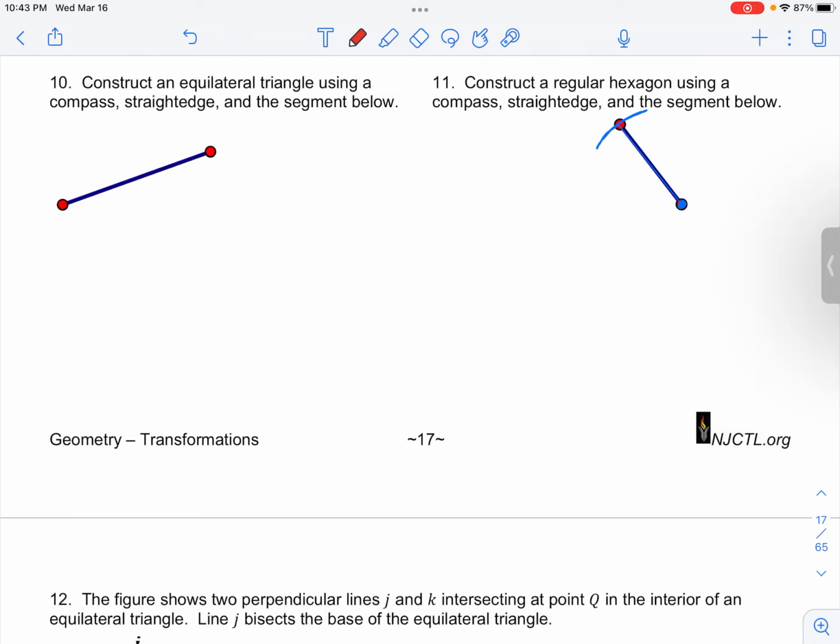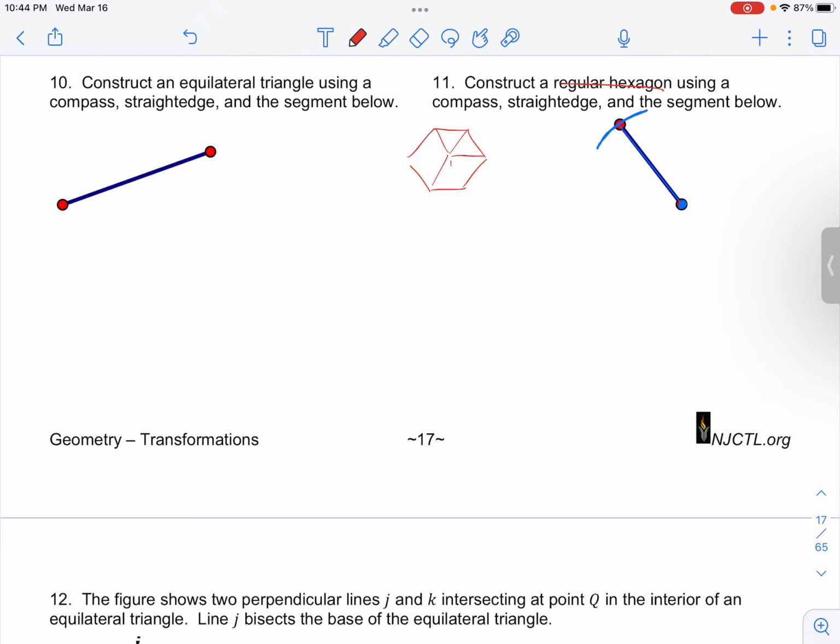In number 11 in your class work for symmetry with transformations, I asked you to construct a regular hexagon using a compass, straight edge, and segment below. So we have our segment here given by this line with two red dots. And then we want to construct a regular hexagon, so meaning a figure with 6 sides with all sides the same length. And since it's regular, that means that all of these interior angles are the same.